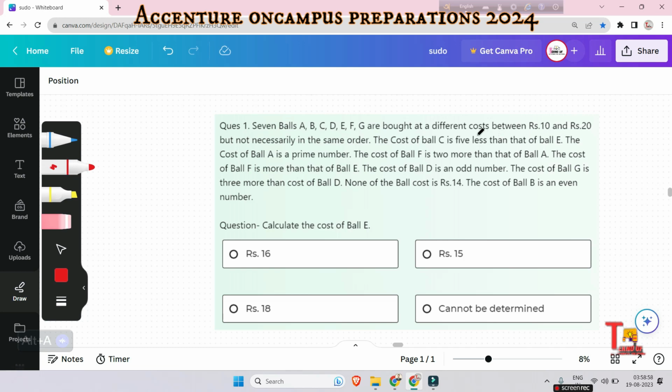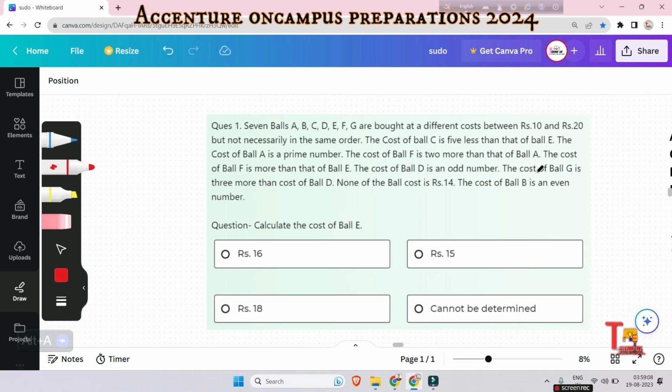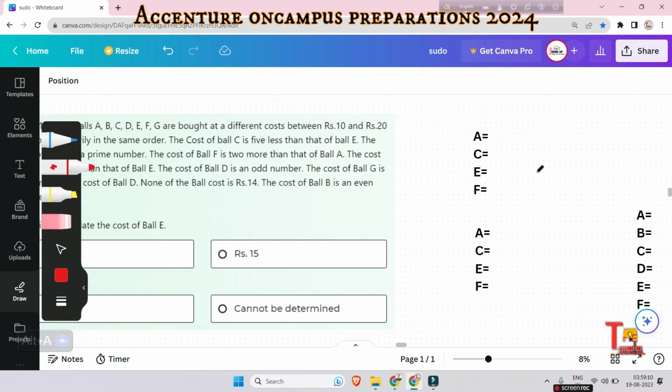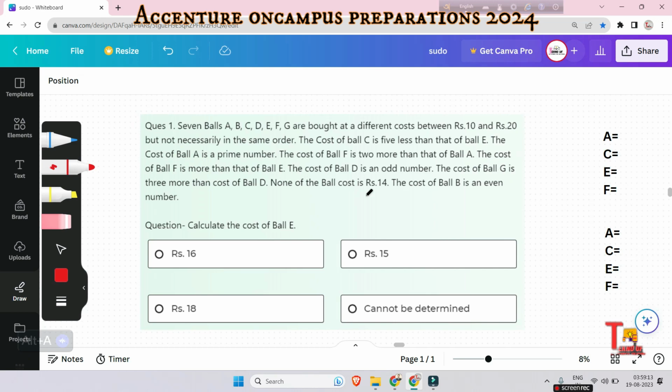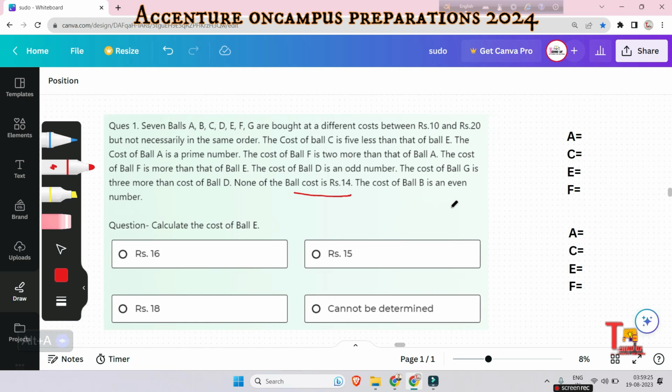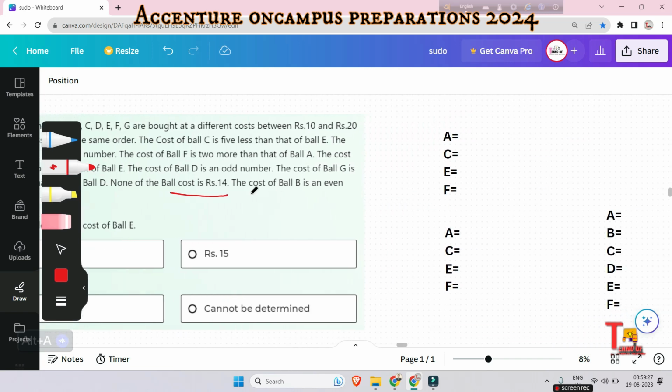At first, the condition is that the cost is between Rs 10 and 20. That means the cost is 11 to 19. But here it is mentioned that 14 is not included, so that means it is eliminated. So other than 14, there will be values between 11 and 19. So what are the conditions at first? Let's see.